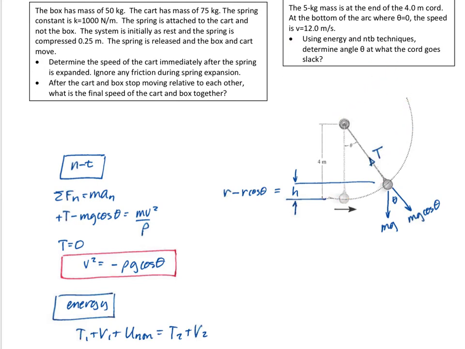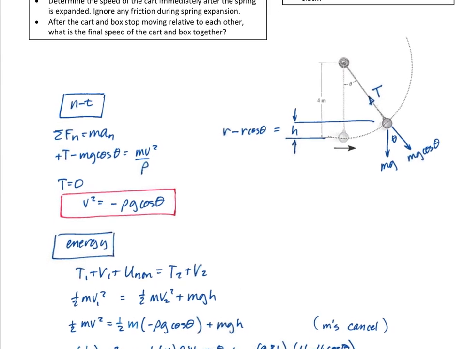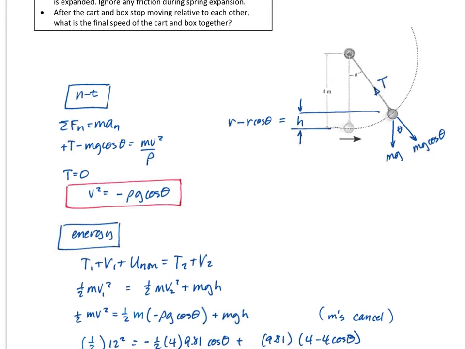So this is a combination of NTB and energy. And so we'll set this up first as an NTB problem. And if we sum the forces in the normal direction, it is mass times acceleration normal. Draw a little free body diagram over here. You've got mg going down, mg cosine theta, you've got the tension, and you see that the velocity is a function of theta.